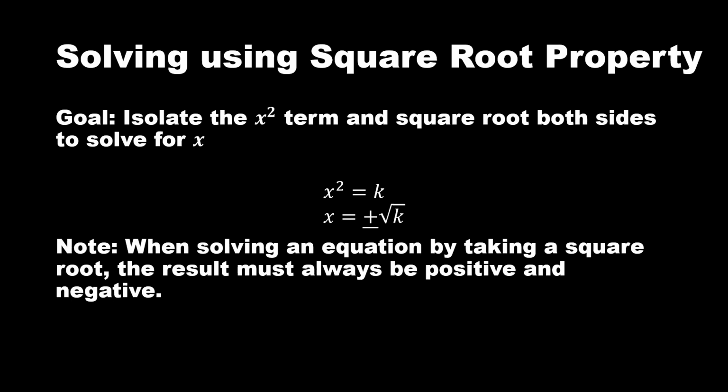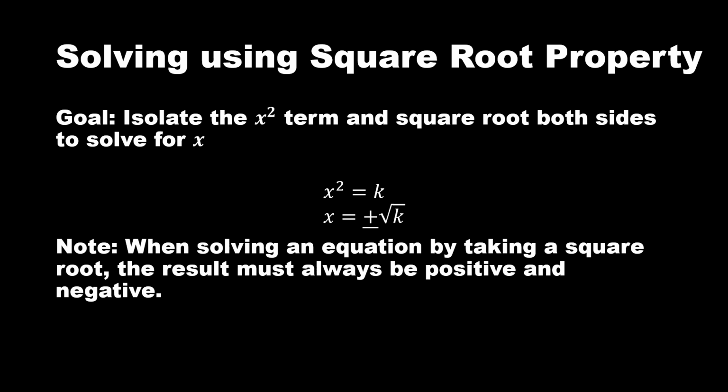There'll be some instances when you have to use the square root property in order to solve an equation. So that's what we'll be talking about. In order to solve an equation using the square root property, we need to, like any other equation, isolate our x term, our variable. But in this case, our x term is an x squared. So in order to solve for it, we would isolate it and then square root both sides to get rid of the square to solve for x.